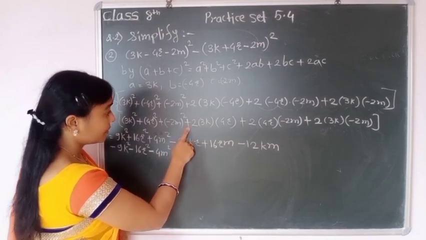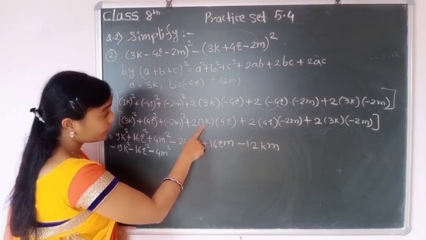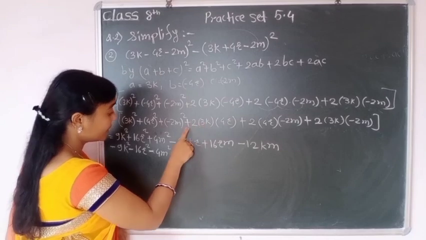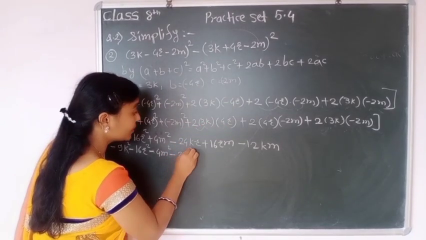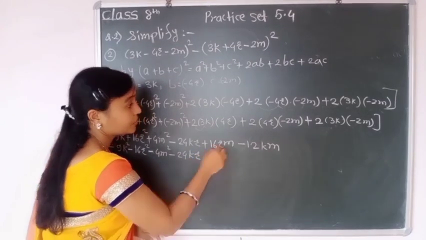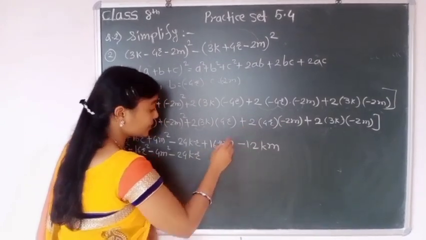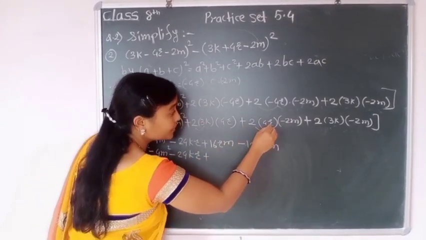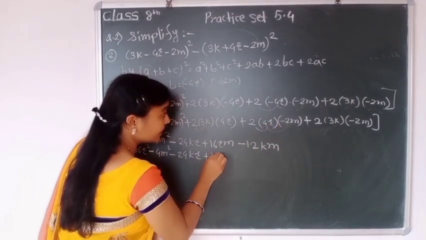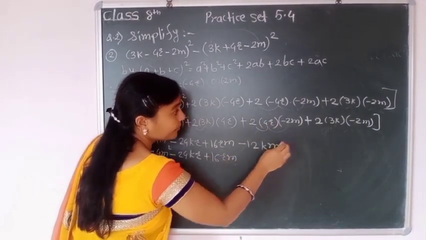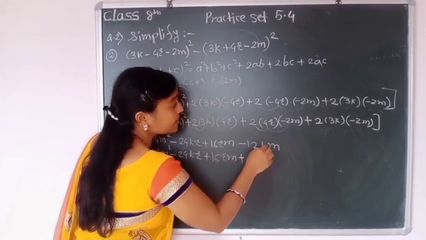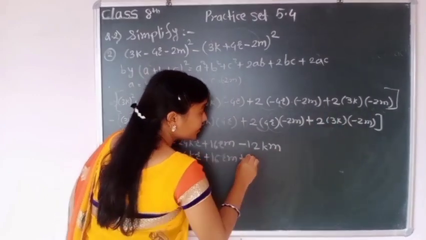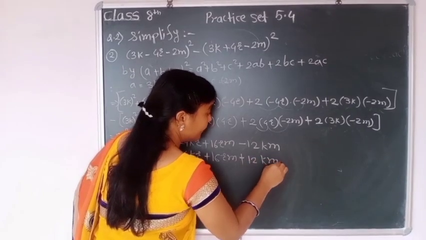Then plus 4, 3 is 12. Here is the plus, so you change the sign. 3 twos are 6, 6 fours are 24 kr. So here is plus minus minus, you change sign plus. 4 twos are 8, 8 twos are 16 rm. Again here is the minus, so we change the sign plus. 3 twos are 6, 6 twos are 12 km.